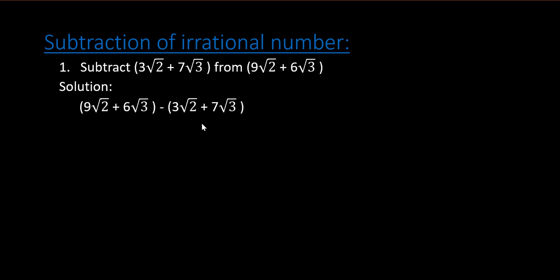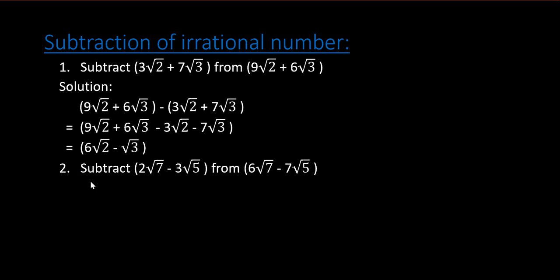So by removing the bracket we can write 9 root 2 plus 6 root 3, then minus 3 root 2, here minus into plus we have minus, so minus 7 root 3. Now we can write 9 minus 3 we have 6, so 6 root 2, and 7 minus 6 we have 1, so minus root 3.